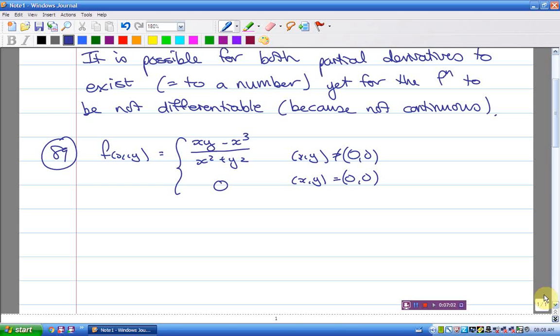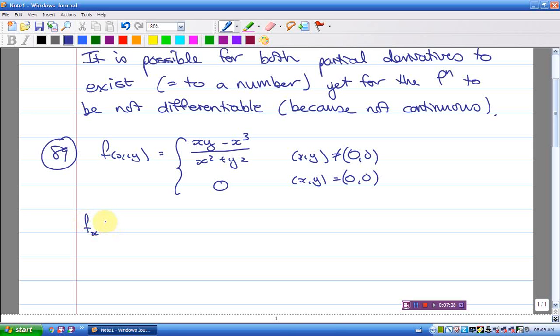Whenever differentiability is in doubt, you have to differentiate from first principles. So what I'm going to do now is work out my two partial derivatives at 0, at the origin, but I have to do it from first principles. I can't use my differentiation rules. In other words, I can't use the quotient rule. I've got to use first principles, so let's do that.